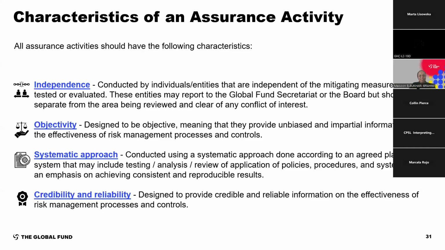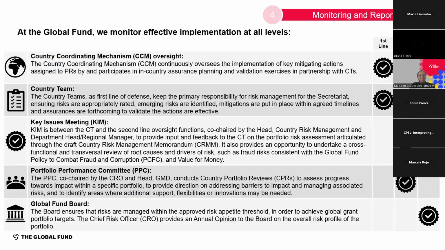We'll go to the last slide in this presentation. And this is mainly about the roles and responsibilities related to monitoring and reporting. This involves the country coordination mechanism, implementers, country teams, and the second line of defense. The country coordinating mechanisms, or CCMs, play a crucial role by overseeing the implementation of key mitigating actions assigned to principal recipients. They also participate in in-country assurance planning and validation exercises in partnership with the country teams.